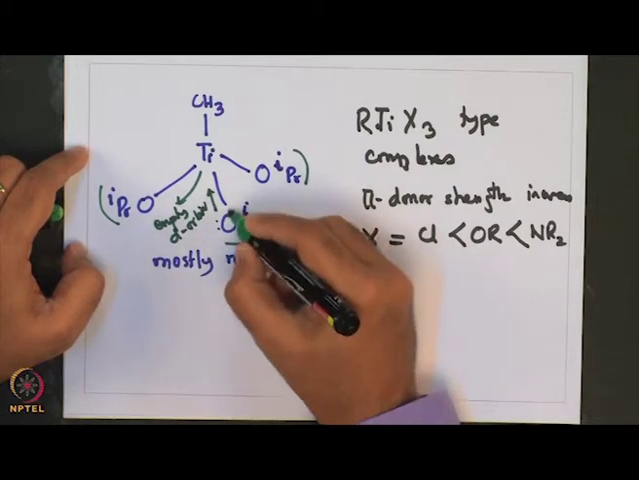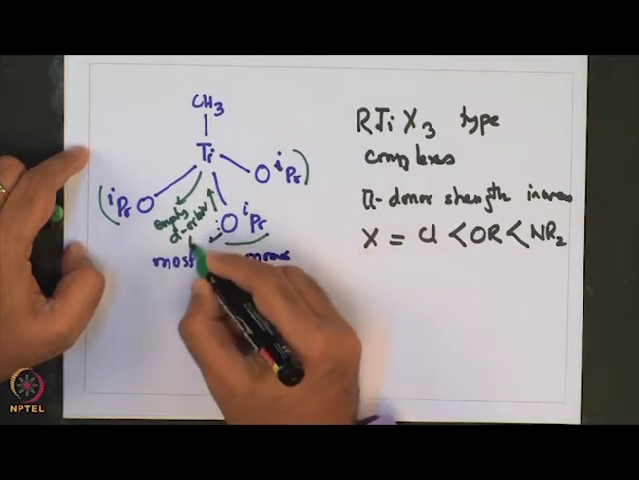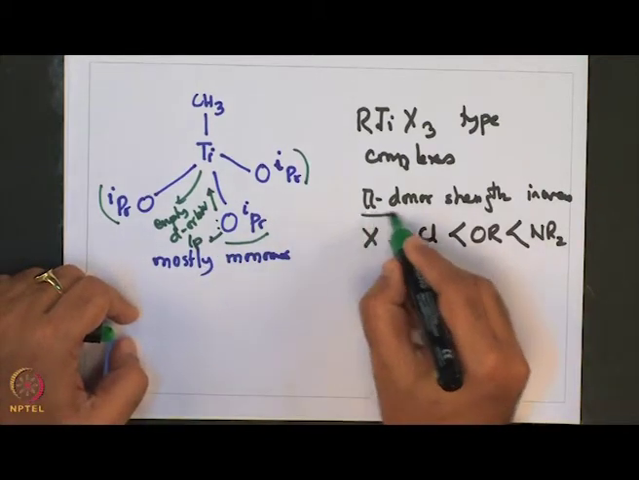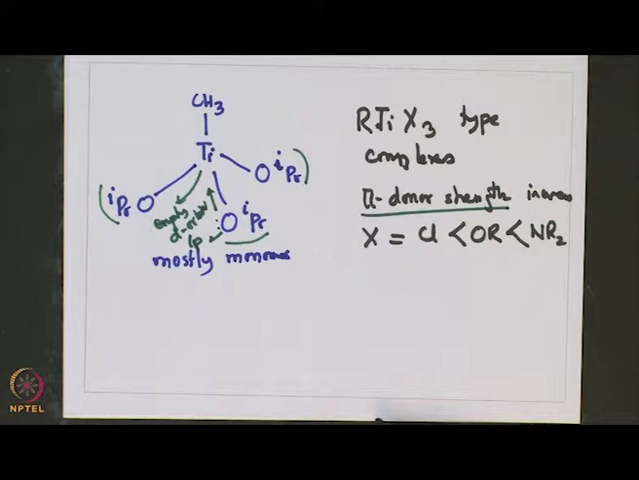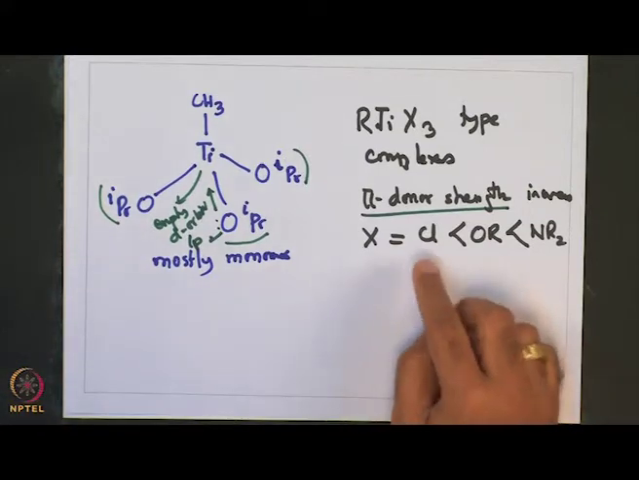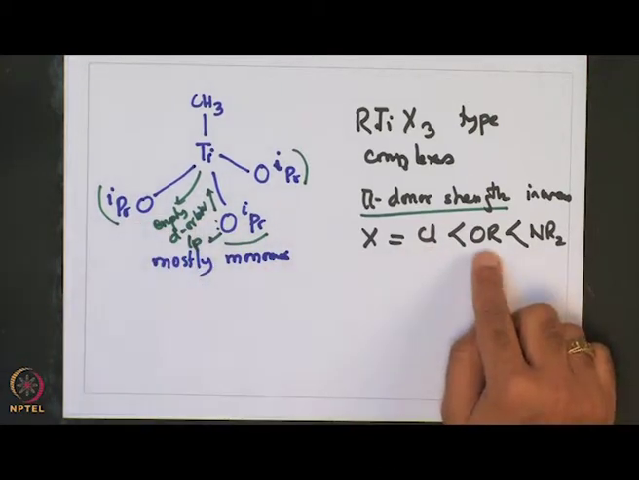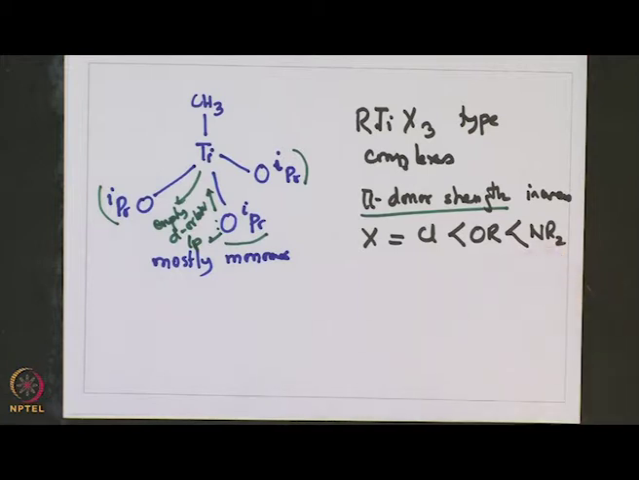And oxygen lone pair, and hence the importance of pi donor strength increases, and it turns out that the pi donor strength increases from X being a halide to alkoxide to a dialkyl amine moiety.